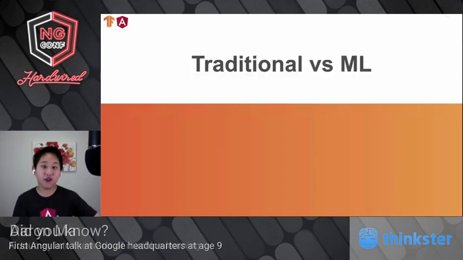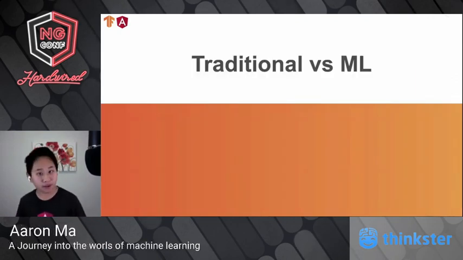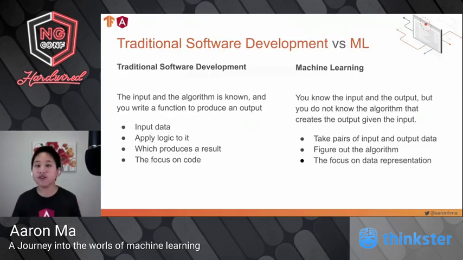Now let's talk about traditional learning versus the new machine learning program. In traditional software development, we already know the input and the algorithm.